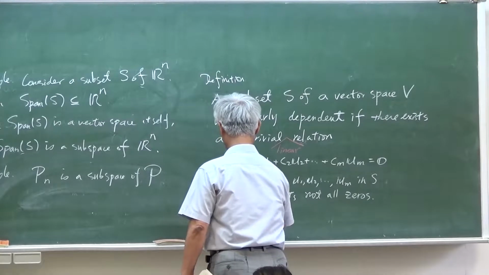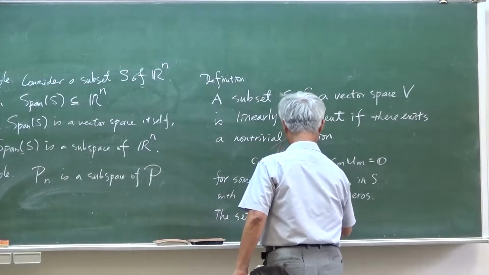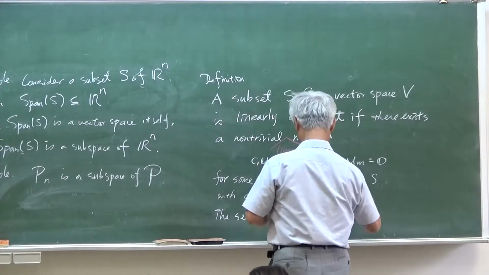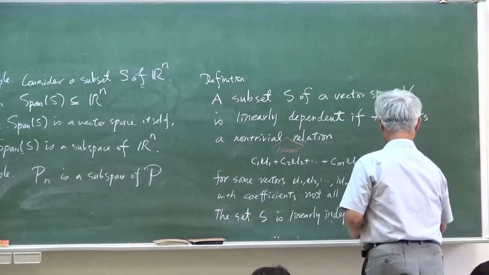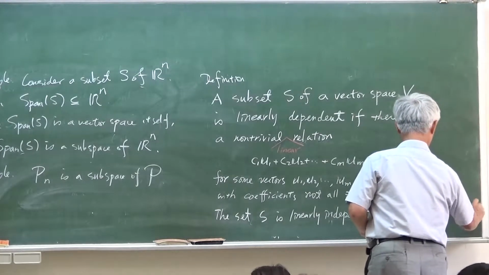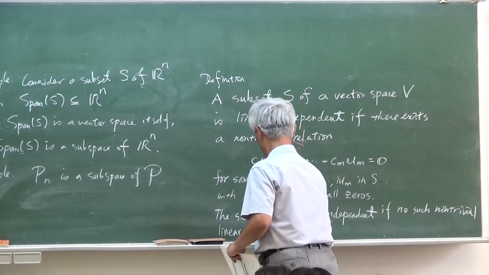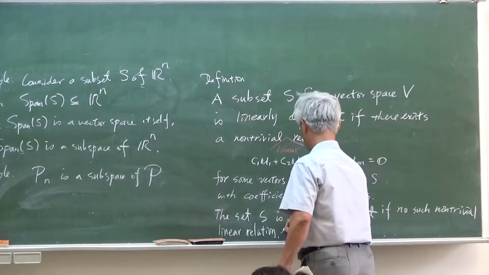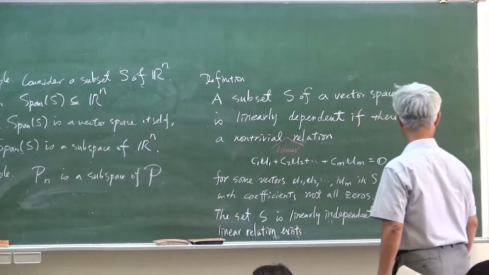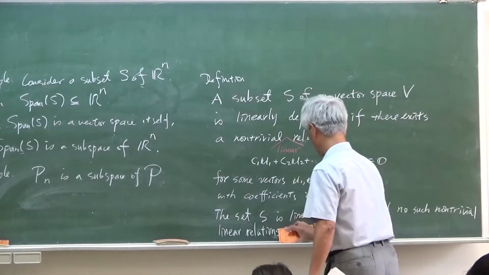The set S is linearly independent if no such non-trivial linear relation exists. Linear relations.